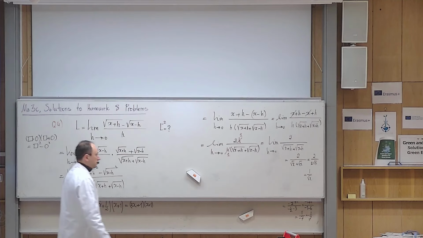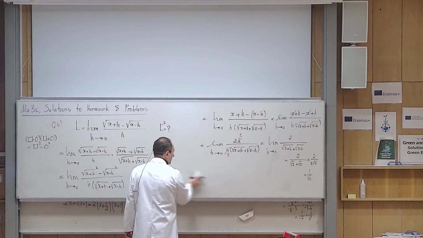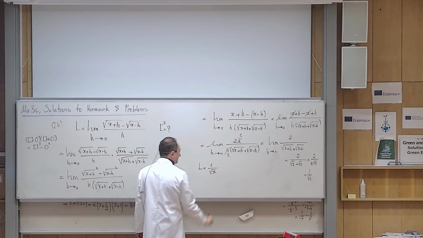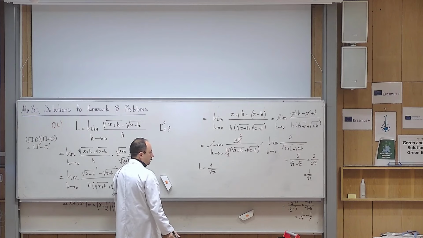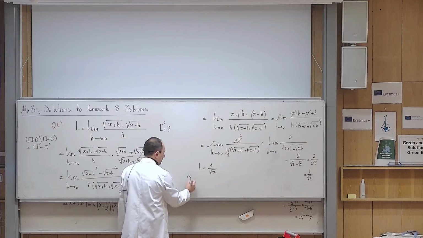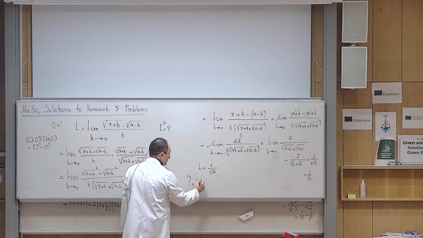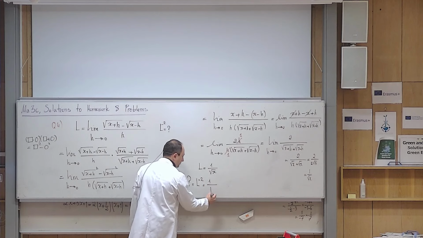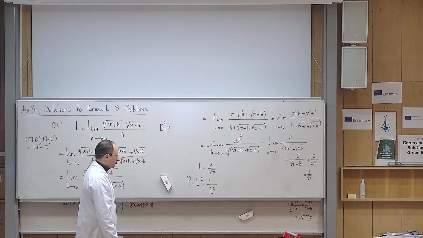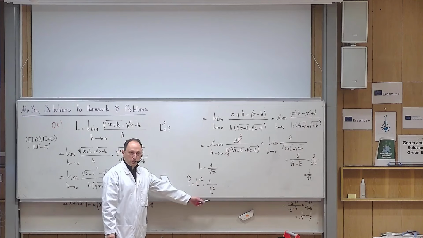So how should I calculate that? My L is 1 over square root of x. So how should I calculate L to power minus 2? L to power minus 2 means 1 over, hopefully you remember from Ma3c, the formulas are there, but hopefully you know that much. L to power minus 2 can be written in that way.